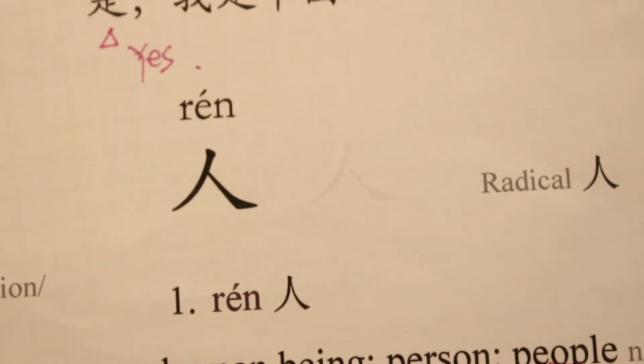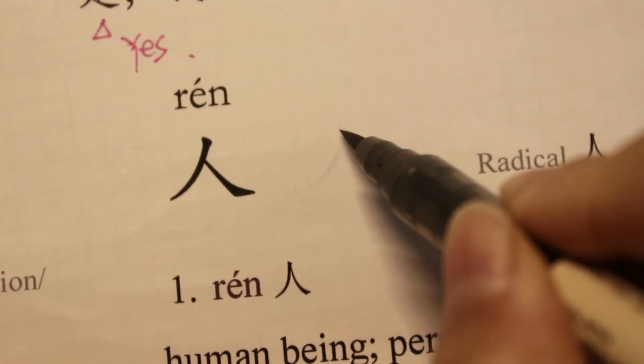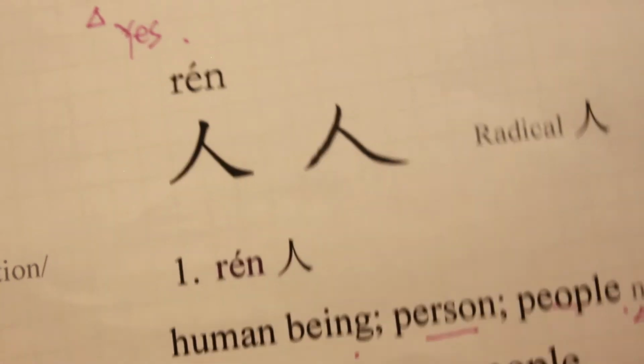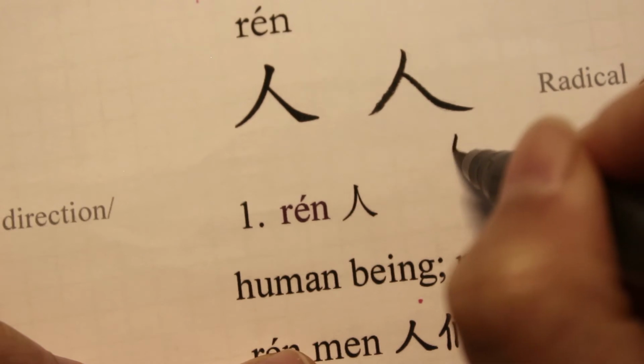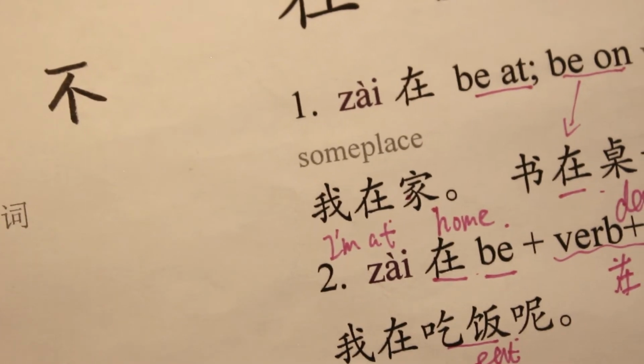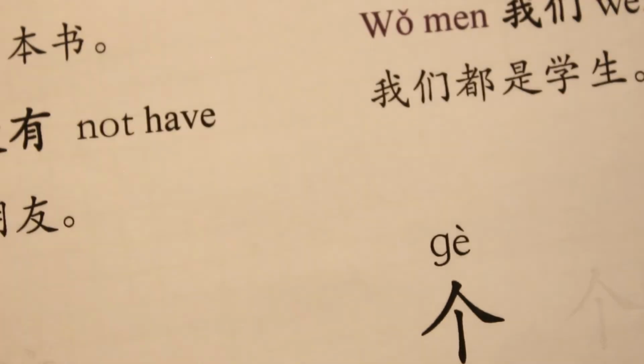So let's write 人 together. It's so simple, just two strokes, 撇 捺, so we write 人, 撇捺. Okay, that's the first six characters. So now let's move on to our second page.